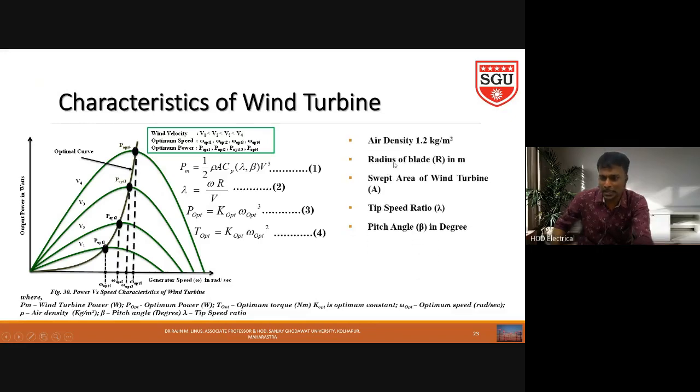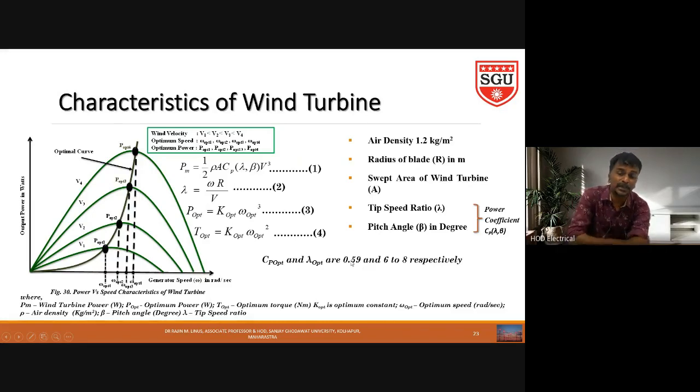I already told you air density is constant, normally 1.2 to 1.25 kilogram per meter cubed. Then the radius of the blade is R, the swept area of the wind turbine is A, then the tip speed ratio is lambda, and the pitch angle is equal to 0 degrees. Cp is the power coefficient, a function of lambda. Cp optimum is normally 0.59, that means 59% efficiency of the wind turbine, and lambda optimum is normally 8 to 8.1.